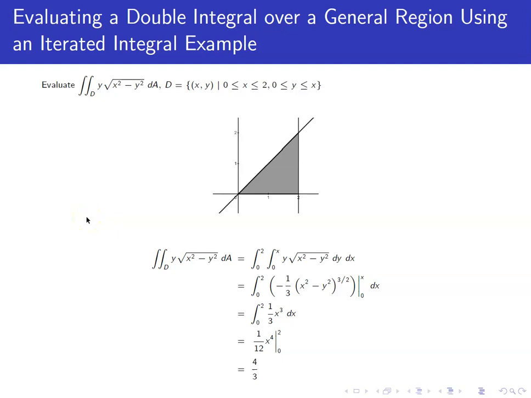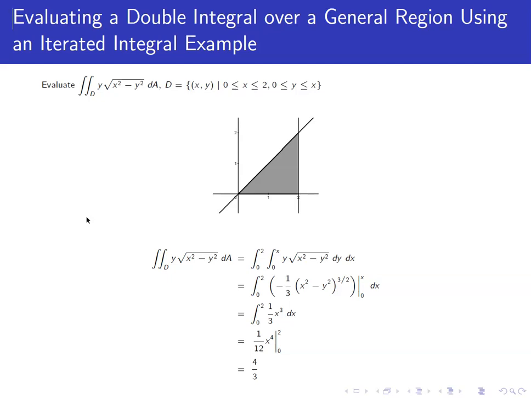In this video, we're going to use an iterated integral to evaluate a double integral over a general region. So we're being asked to calculate the double integral of y times the square root of x squared minus y squared, where the x's go from 0 to 2 and the y's go from 0 to x.